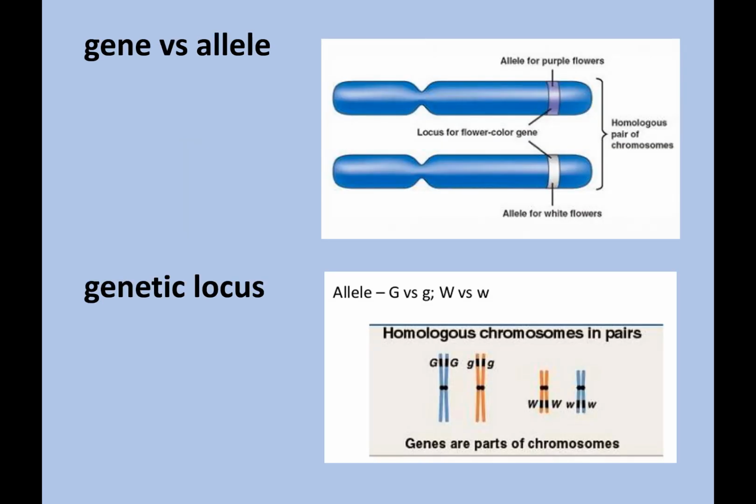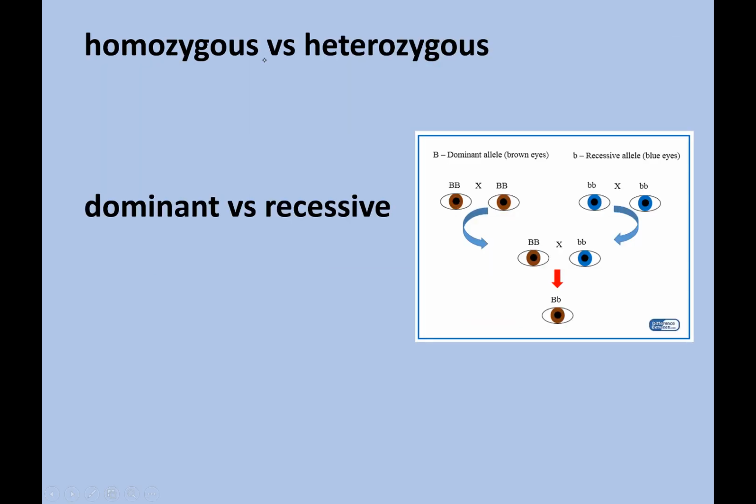All right. Gene versus allele. So I like to think of gene as the big category, right? So you could have the gene for hair color. You could have the gene for height. You could have the gene for blood type.